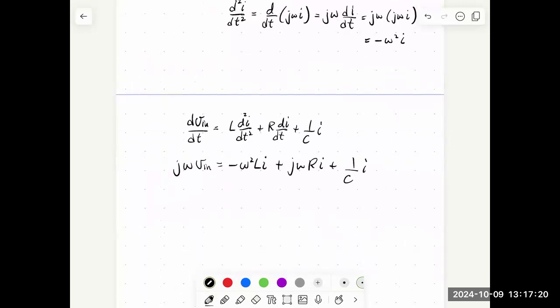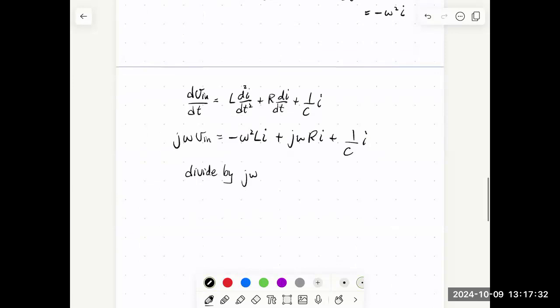I'm going to do one more little manipulation here. I'm going to divide by j omega. So if I do that, we're going to get Vn on the left. We're going to have minus omega squared L times I divided by j omega, plus, well, this one's kind of nice. J omega divided by j omega just cancels. So we're going to get R times I plus 1 over, I have to divide by j omega, so 1 over j omega C times I.